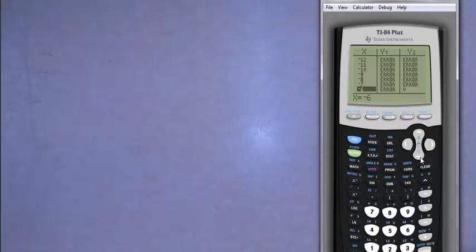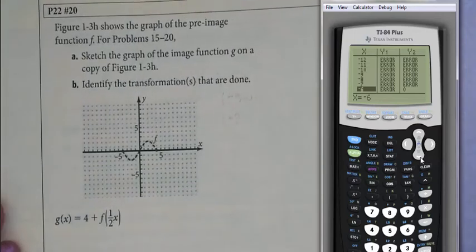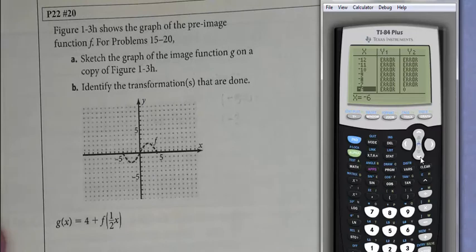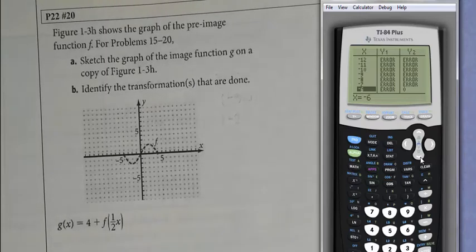Okay, we're going to do one more example together. Last one. This is page 22, number 20. We're going to sketch the graph of the image function g on a copy. So you'll have this, you don't have to write in your textbook. I'll actually give you a handout. So when you're doing the odds, you'll have a handout where you sketch these. Okay, and then identify the transformations that are done.